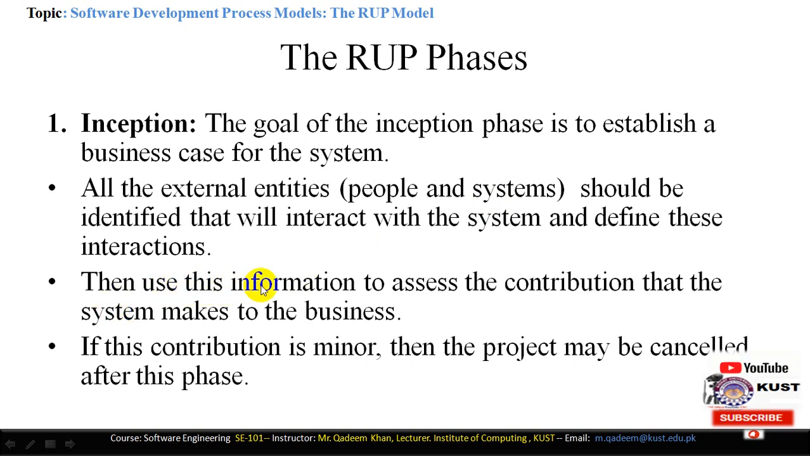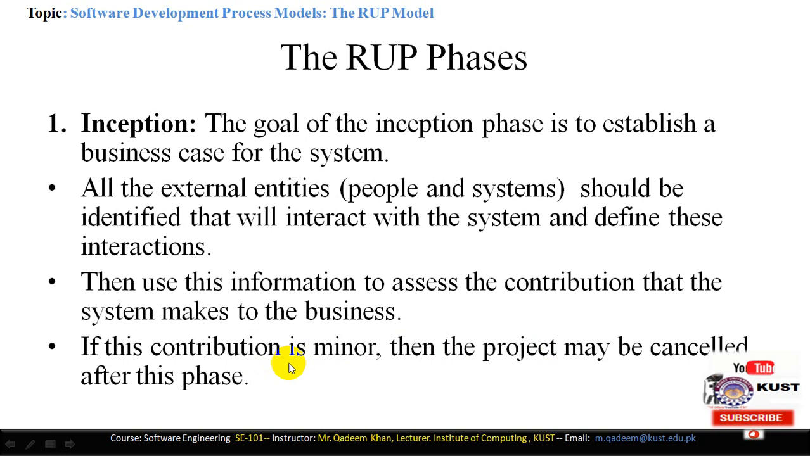Then we will use the information to assess the contribution that the system makes to the business. Here it means what information is required to do the business. If this contribution is minor, for example, if our business advantages are minor, then the project may be cancelled after this phase.